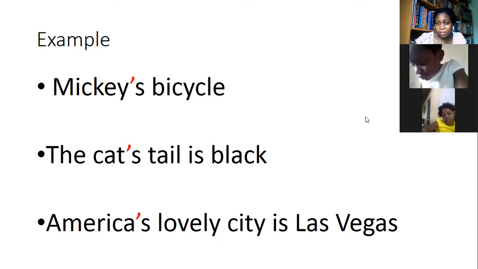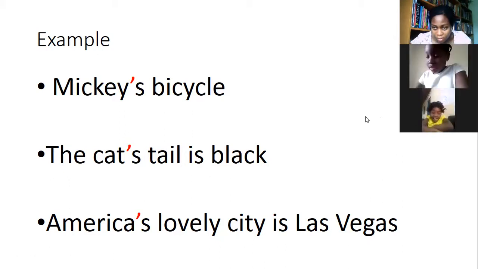Yes, Lali, let me hear you. You raised your hand. Its tail is black. Good. And then the last one will be for Dioli.